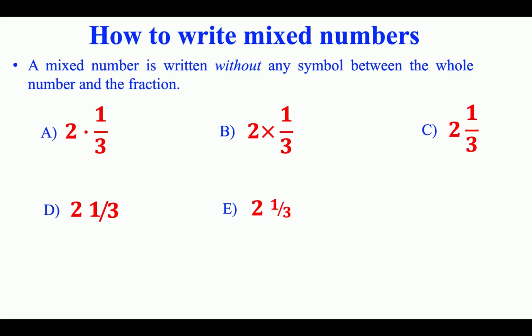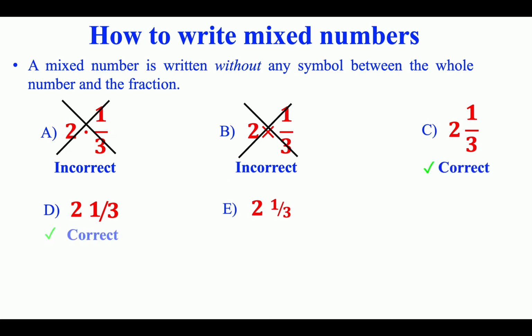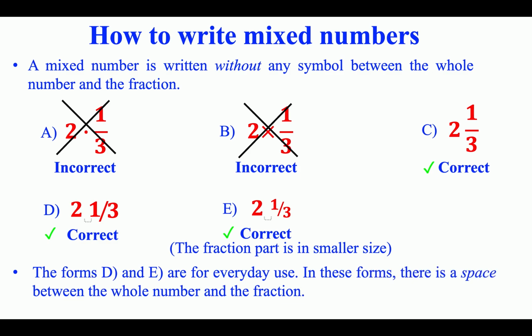How to write mixed numbers. A mixed number is written without any symbol between the whole number and the fraction. A, incorrect. B, incorrect. C, correct. D, correct. E, correct. The fraction part is in smaller size. The forms D and E are for everyday use. In these forms, there is a space between the whole number and the fraction.